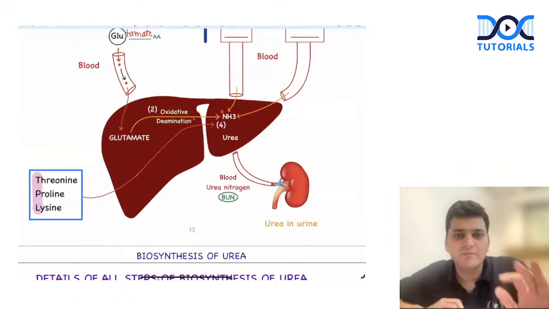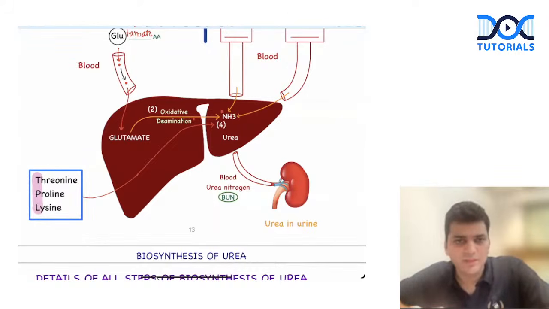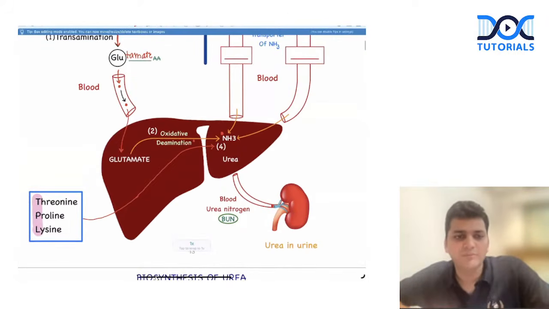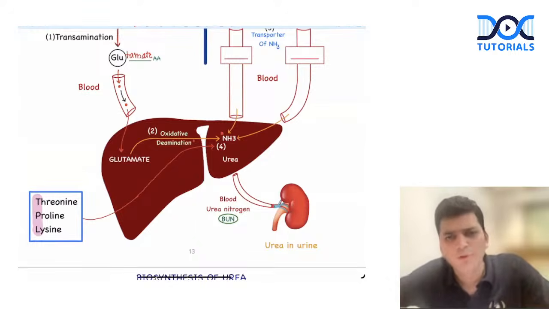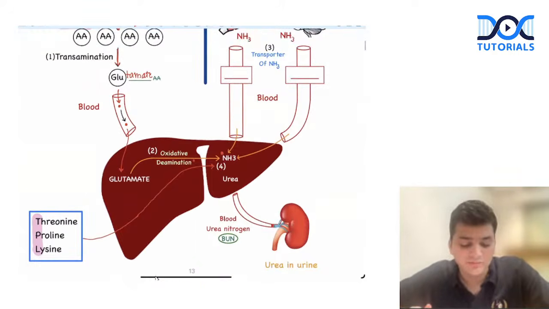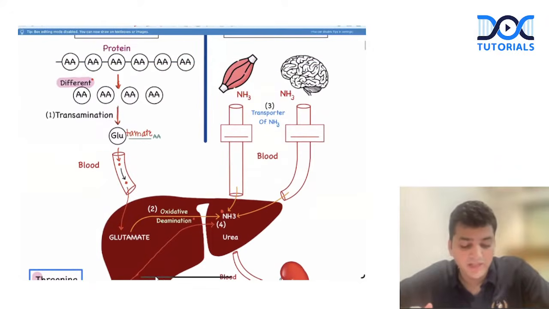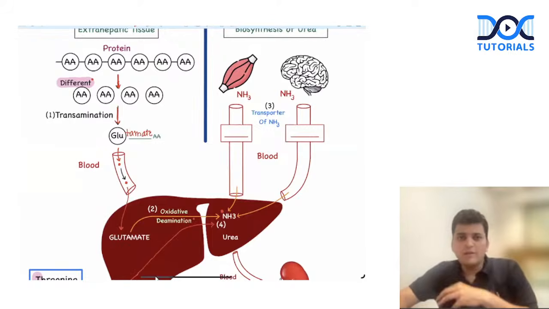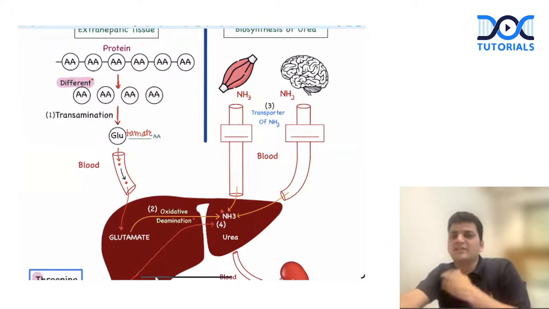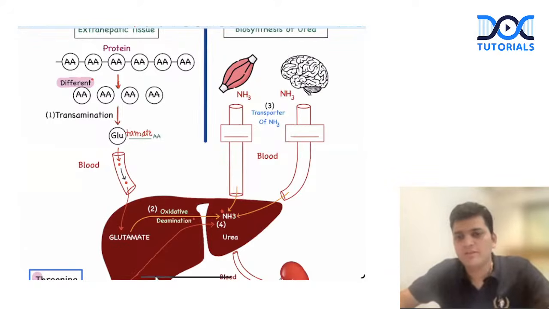So technically, there are four amino acids which do not undergo transamination. What is transamination? You convert the different amino acids into glutamate. And there are four which will not undergo transamination. One is threonine, proline, and lysine. What is the fourth one? Can you tell me? Which amino acid will not be converted in the extrahepatic tissue? Yes, glutamate itself. The glutamate amino acid in the proteins will not be converted because it is already glutamate. So technically, there are four amino acids for which we don't have to do transamination, right?